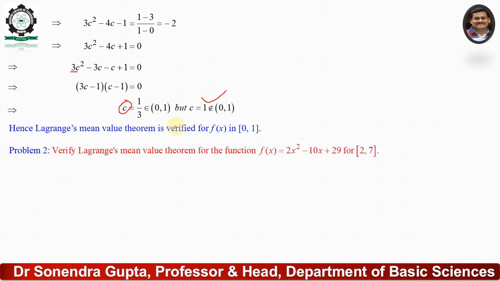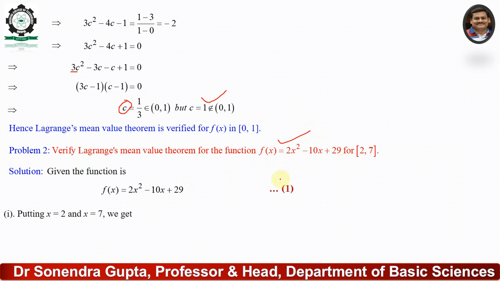Now we discuss one more question on the Lagrange mean value theorem. Verify the Lagrange mean value theorem for the function f of x equal to 2x square minus 10x plus 29 for the closed interval 2 to 7. Given the function f of x equal to 2x square minus 10x plus 29, say equation number 1. Now putting x equal to 2 and x equal to 7, f of 2 equal to 2 into 2 square minus 10 into 2 plus 29, that means 8 minus 20 plus 29, and we calculate the value as 17.